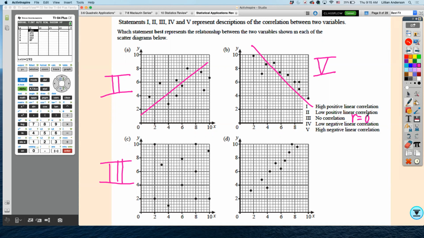And then for D, Guyena, what did you get? High positive linear correlation. Very good. It is heading in an upward trend, so it's positive. It's very close to the line, so it is high. Very good. Questions on correlation?